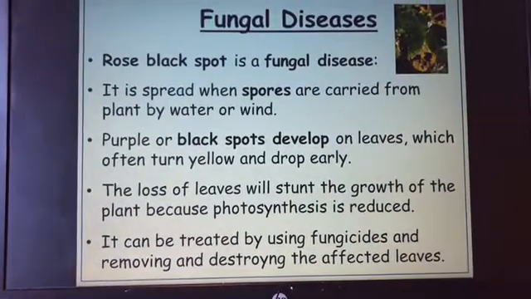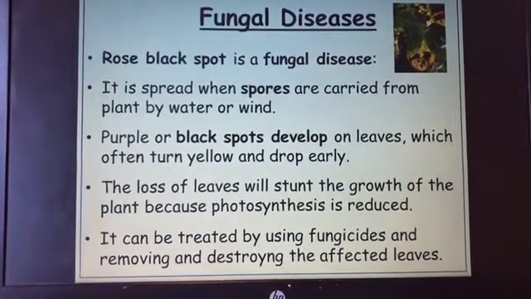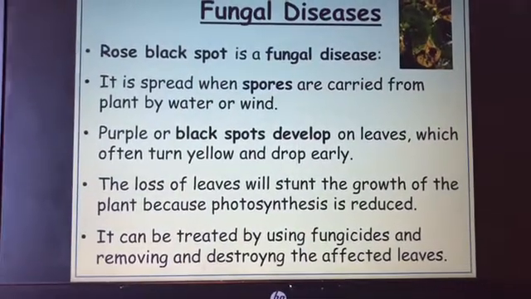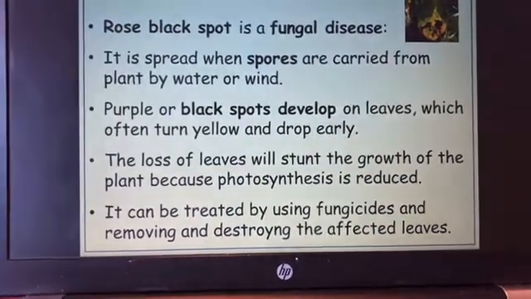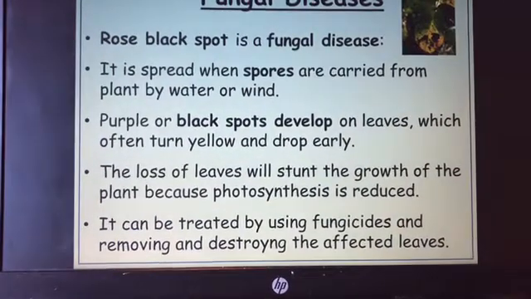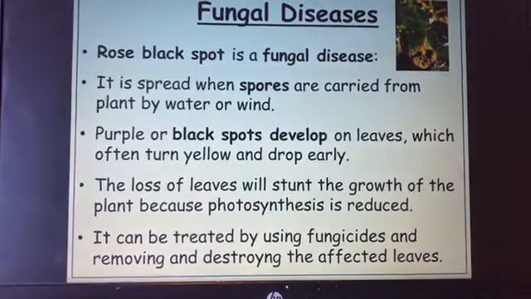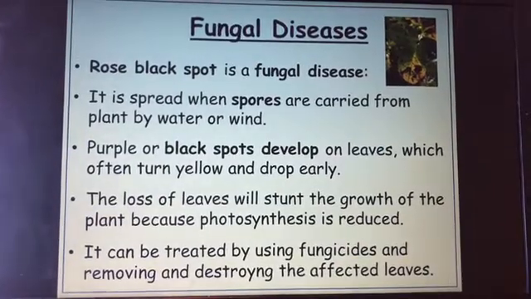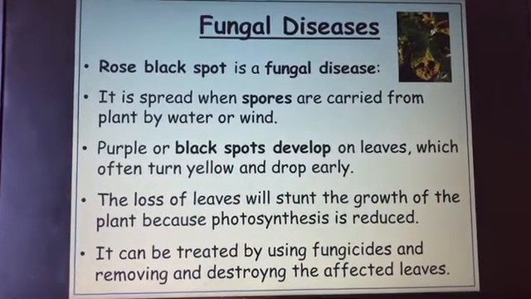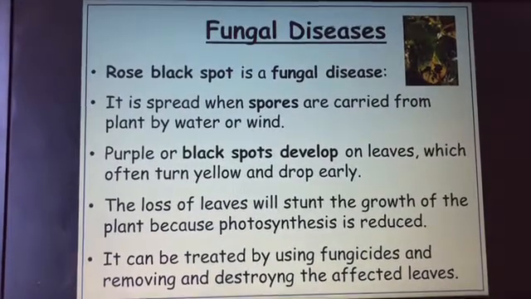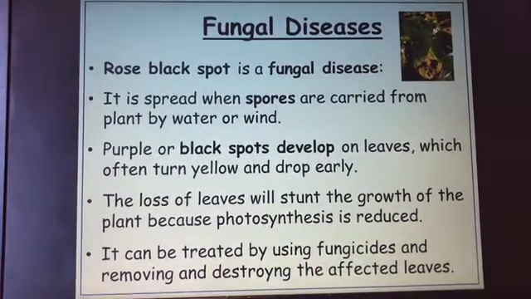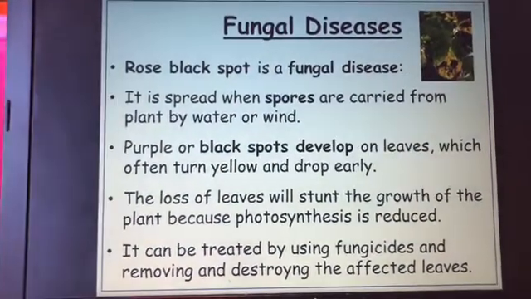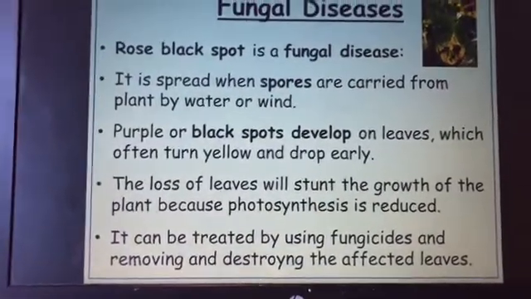Okay, fungal diseases now. You've got rose black spot, which is a fungal disease of rose leaves, and it's spread by spores, which are carried in the wind, the rain, water, etc. What happens is purple or black spots develop on the leaves, which turn yellow and drop early. Because they're turning yellow, there'll be less chlorophyll, which means there can be less photosynthesis, therefore less glucose will be produced, so less proteins can be made. So you usually find that they have stunted growth because of reduced photosynthesis. And you can treat it using fungicides or by destroying or burning the affected leaves.